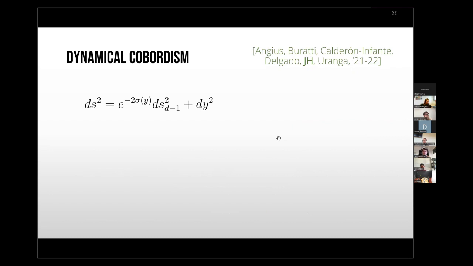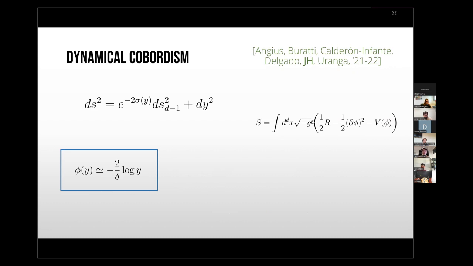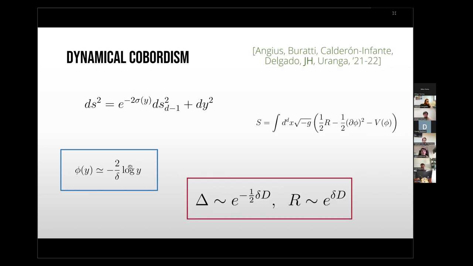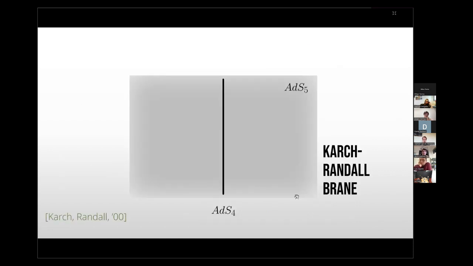This dynamical cobordism, using this metric and this Einstein frame action with canonically normalized scalar fields with potentials, predicts that the scalar fields behave as this function near the end of the world brane, with this scaling relation. This is the spacetime distance. This is the Ricci curvature. Perfect.